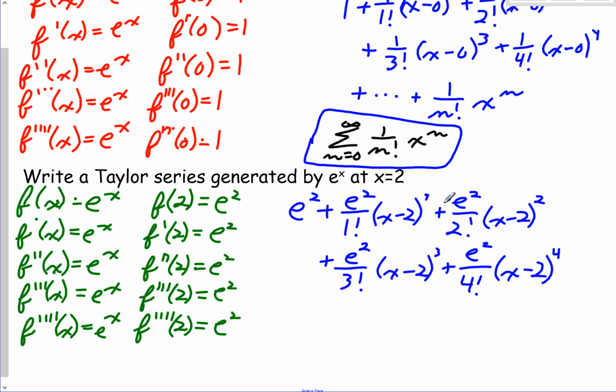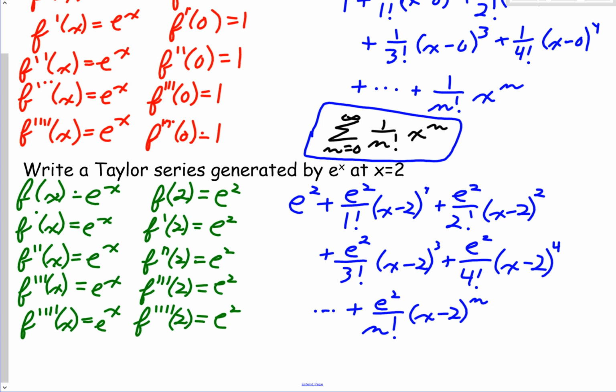So what I'm noticing here is I have e squared every single time. This would really be over 0 factorial, which we define as 1. So over 0, 1, 2, 3, 4 factorial. So it's looking like I'm going to have e squared over n factorial. And then I have an x minus 2 raised to the n. So my series would be the sum from 0 to infinity of e squared over n factorial times x minus 2 to the n.